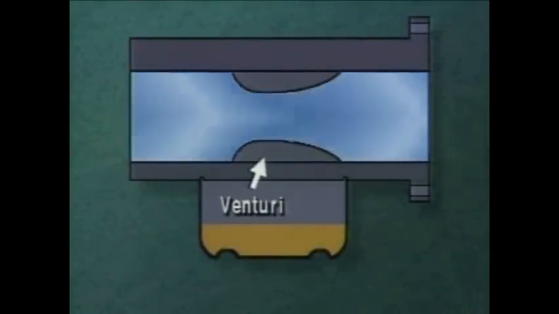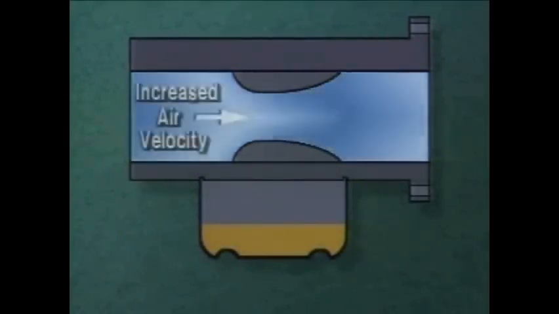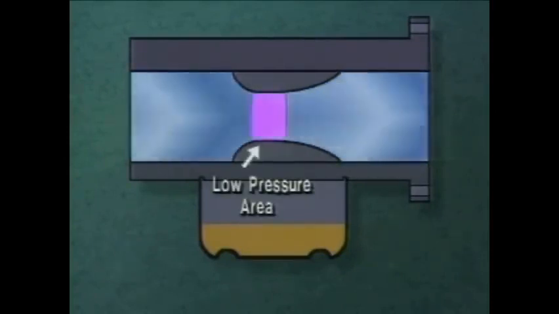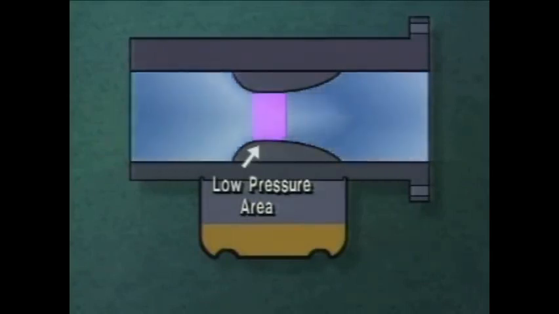Now, as air passes through the tube at a constant speed, the only way for it to pass through the venturi is to increase in speed. Speed with direction is velocity. As the air velocity increases through the venturi, the pressure decreases, and we end up with a low pressure area within the carburetor's venturi. This principle is actually a common day-to-day occurrence.